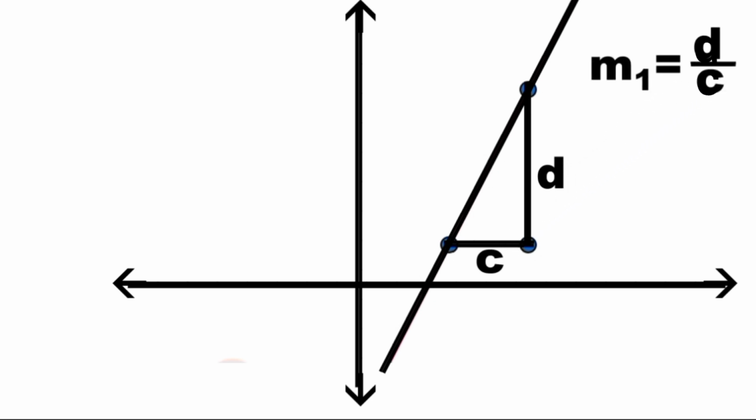Let's talk about the slope of perpendicular lines. We have here a line, and this is the change in x and change in y. This distance here we'll call d, and this distance from here to here is c. The slope of this line can be determined by the ratio of d over c, this length over this length.